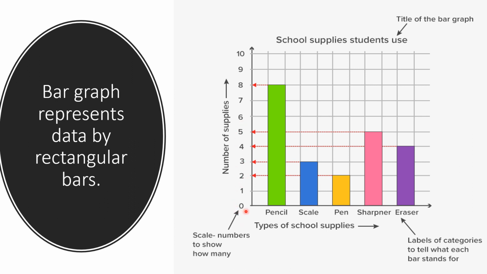And here is the scale, numbers to show how many. Here you can see 0 to 1, then 2, then 3, then 4. It means the scale is 1 centimeter equal to 1 supply. That's why we have used 0, 1, 2, 3, 4, 5, 6, 7, 8, 9, 10 like this. So it is an example of a bar graph.